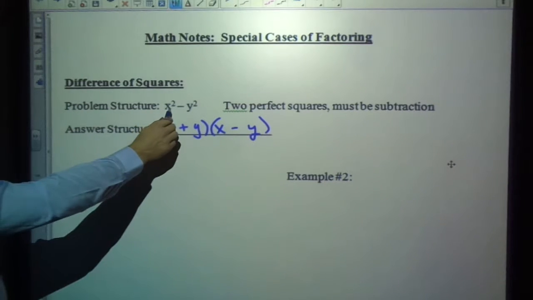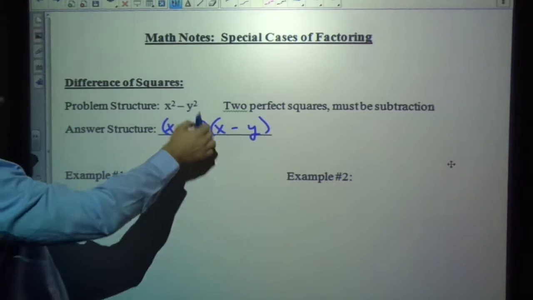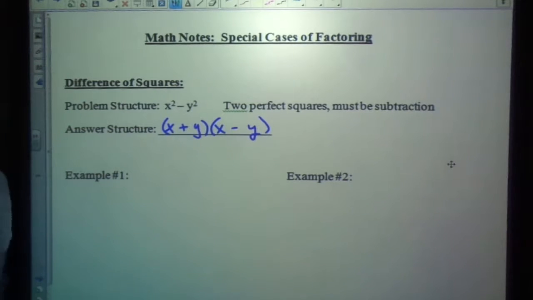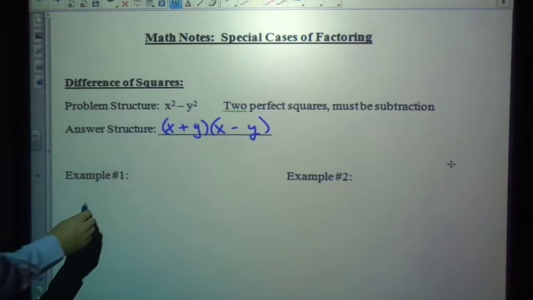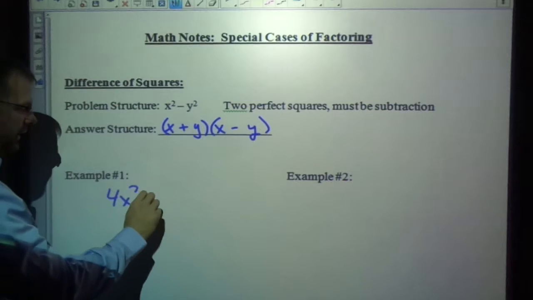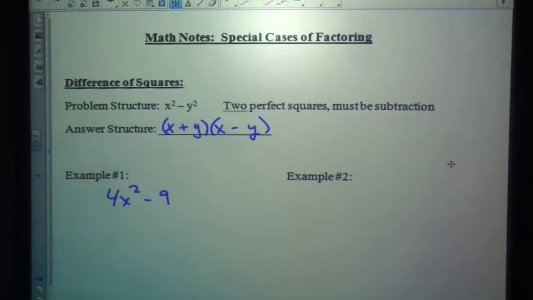So the square root here is first. The square root of this is second. One is positive, one is negative. An example of this is something like this. 4x squared minus 9. So I see 4x squared.